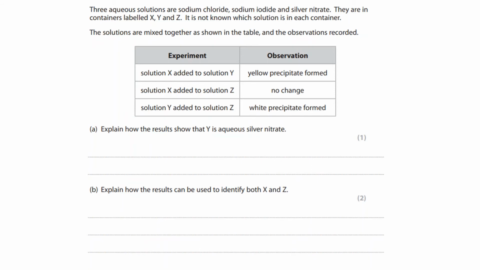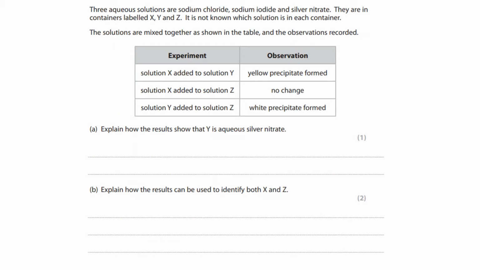So the second row is where you have solution X added to solution Z, there is no change. For solution X added to solution Y, there is yellow precipitate. For the third row, solution Y added to solution Z, it is white precipitate. So what is the common factor? What is common in the first row and the third row? Well, the thing that's common is solution Y.